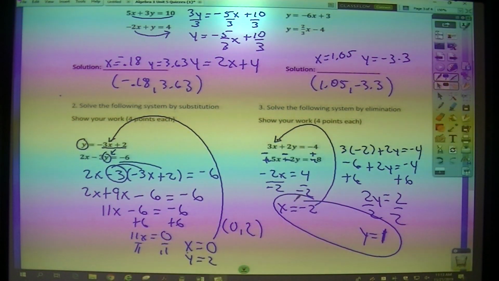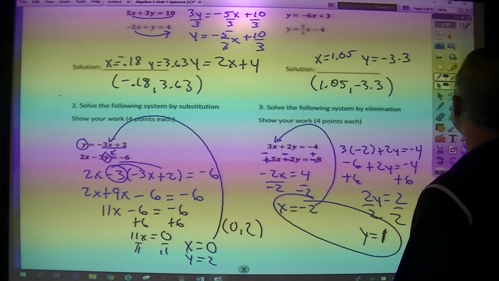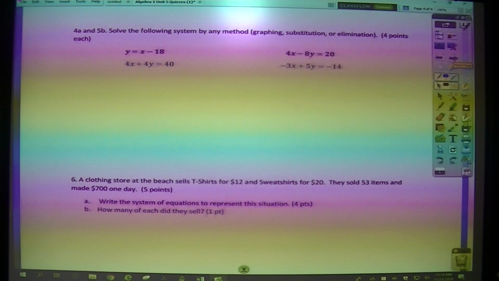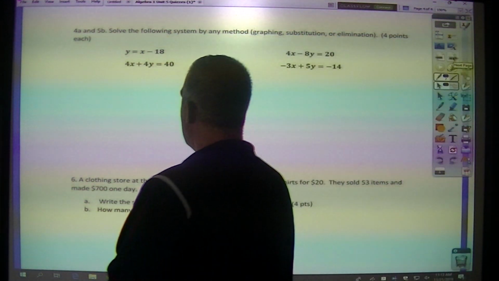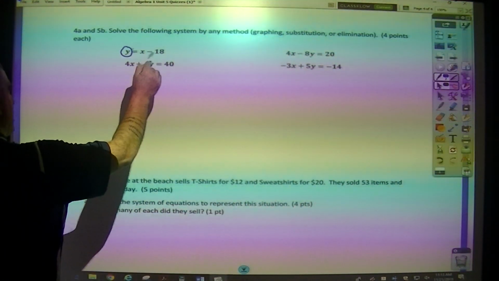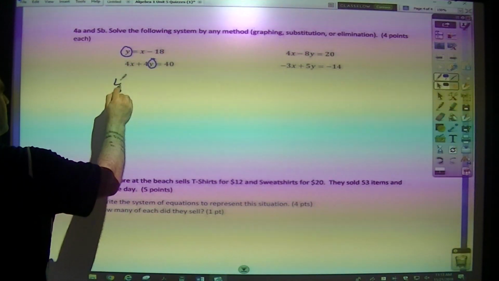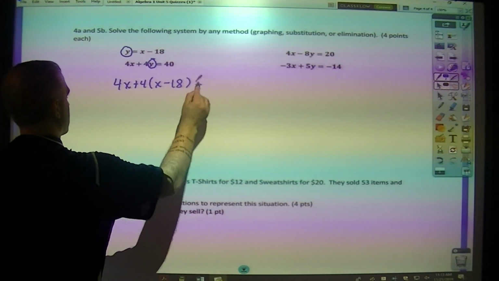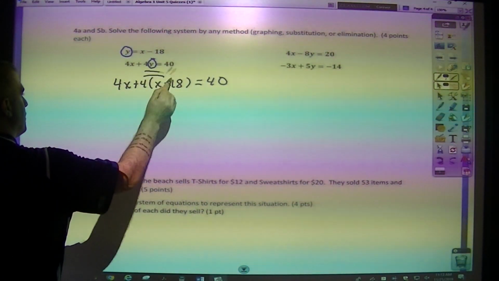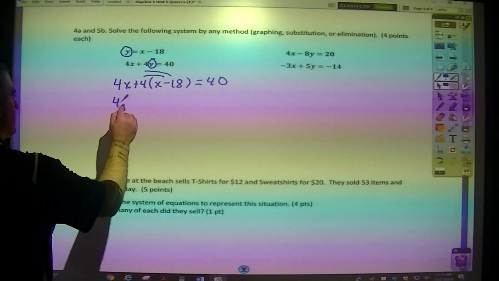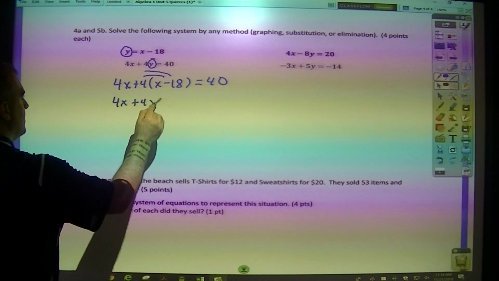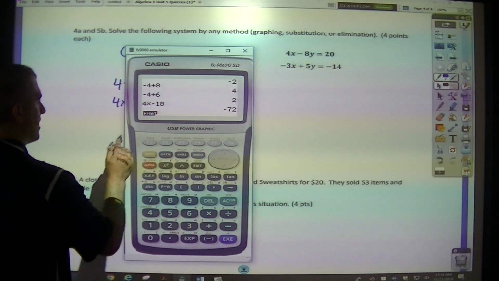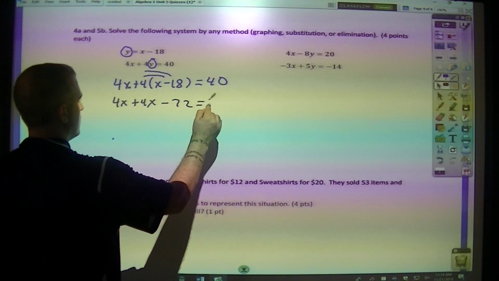Okay, moving on to the final page. You can solve by any method. So this one, I've got a y and a y, so I'm going to take that and put it in for y. So I take this 4 and multiply. 4 times, I keep the 4x here, 4 times x would be another 4x. 4 times negative 18 would be negative 72 equals 40.